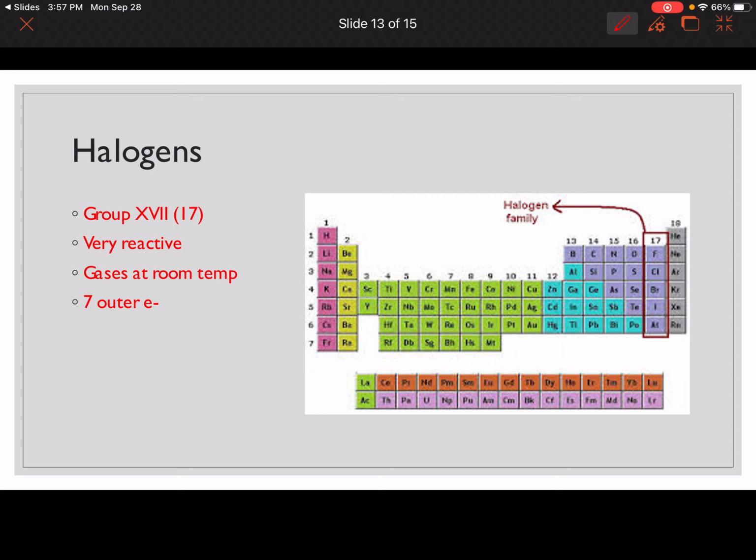Okay, next is our halogens. So the halogen family: fluorine, chlorine, bromine, iodine, and astatine. Group 17, they're very reactive. Now they are gases at room temperature, all of them, and they have 7 outer electrons.